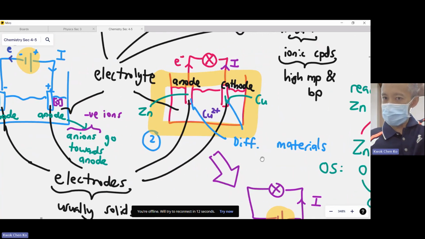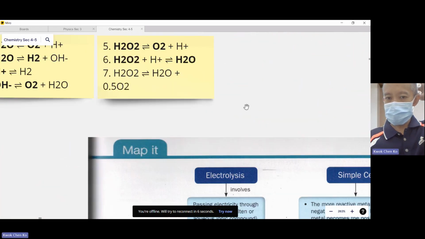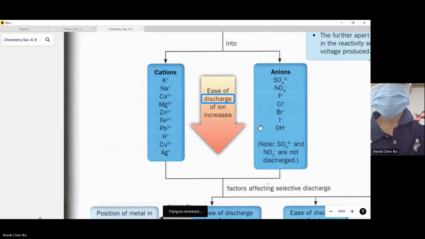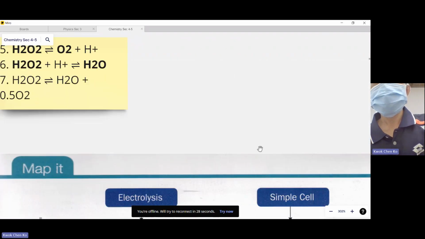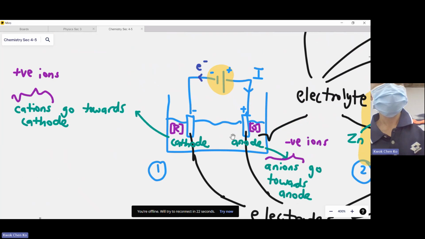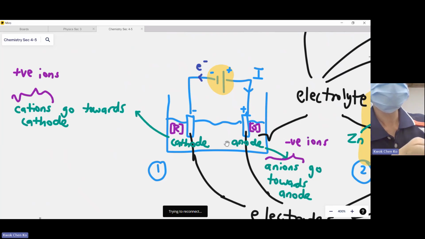Okay, let me see. Anything else I need to tell you? Look at this one here. Just to clarify, the current is going through here. Of course, otherwise how to have a complete circuit? How does the current flow there? It's a solution, right? Magic. For upper secondary, you can't use the word magic anymore. You can use that in primary school, I know.